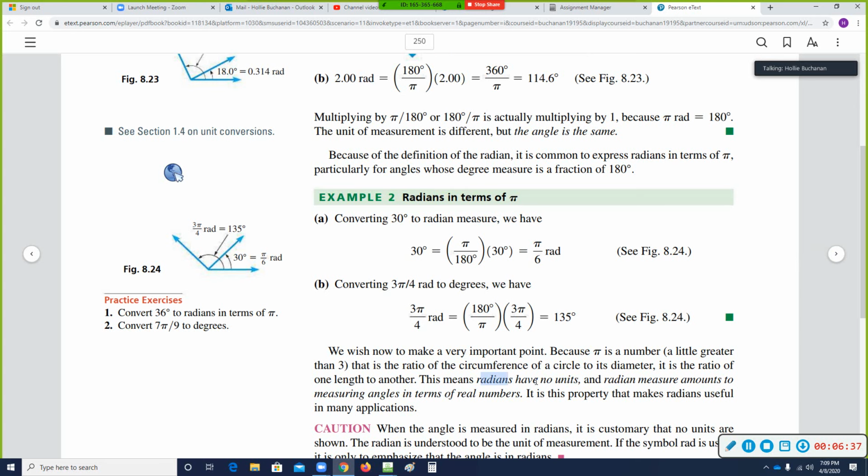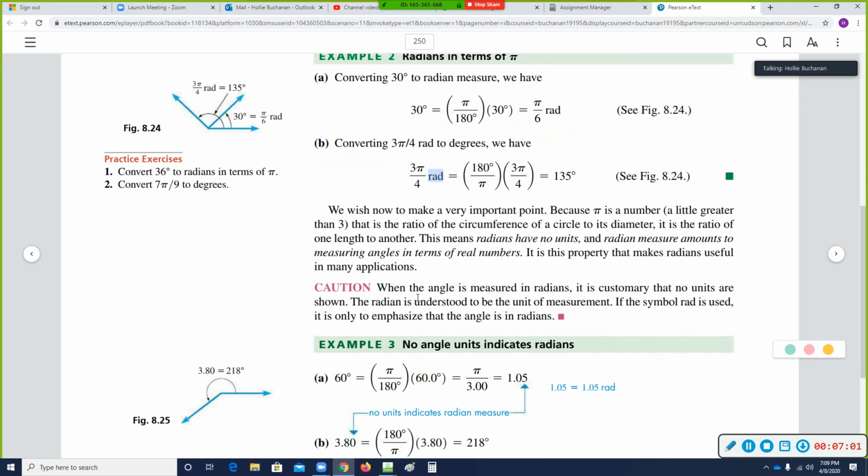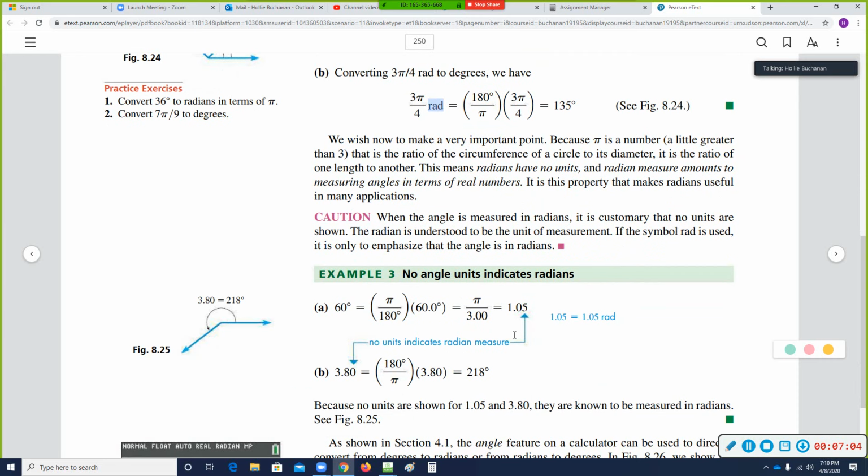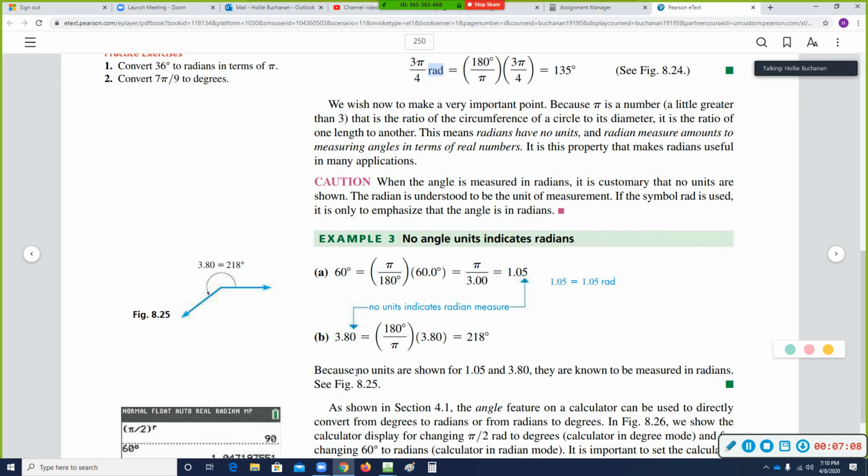Down here, radians have no units, and radian measure amounts to measuring angles in terms of real numbers. So often this wouldn't even be written as 3 pi over 4 radians equals 135 degrees. It would be 3 pi over 4 without saying this. And if you're not writing anything, that means this is measured in radians. Here, no indicator of the angle measurement means that it's measured in radians.